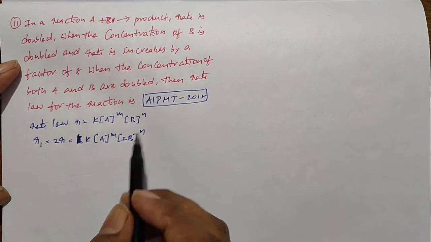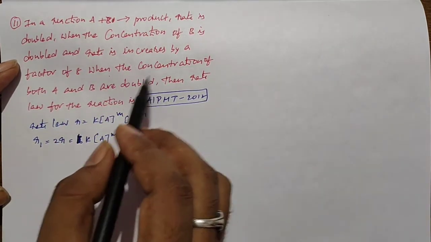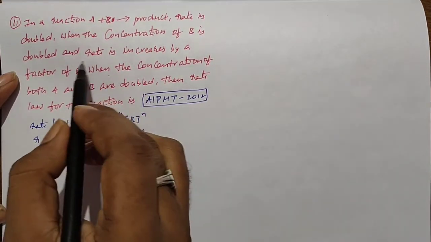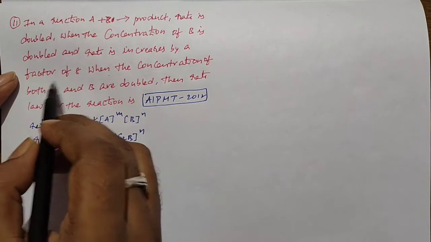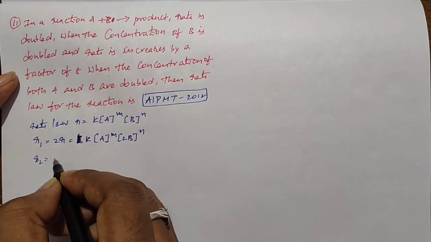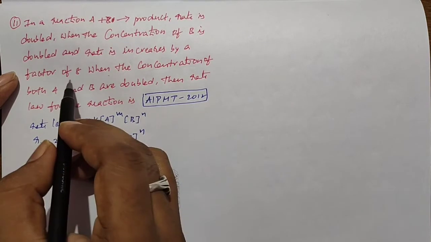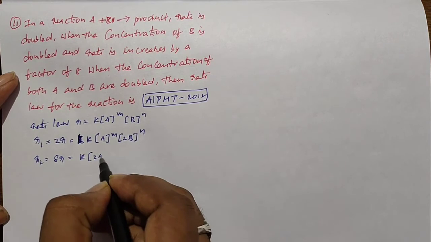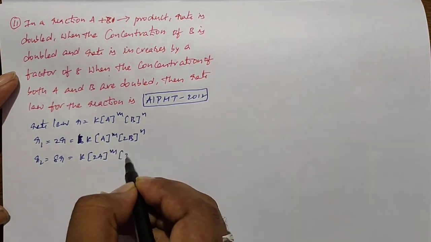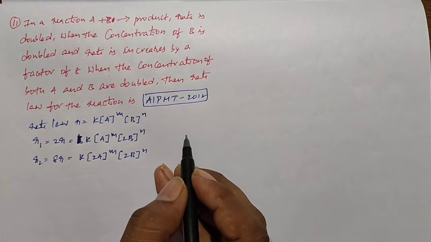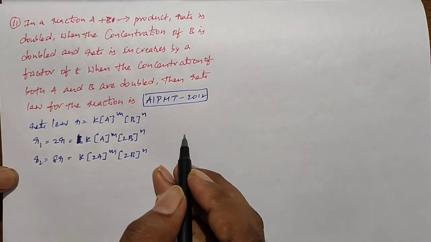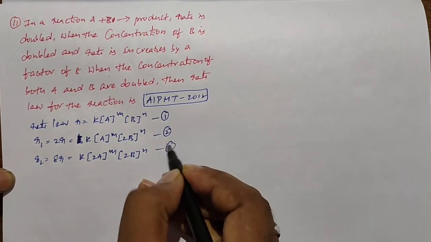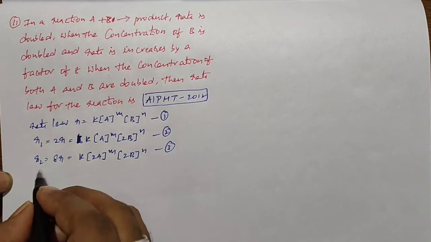This is set one. When I take the set 2 combination, that is taken as R2. Another condition is there: rate is increased by a factor of 8. So for R2 the rate is 8R. This time they increase the concentration of both A and B to double. Here we need to take 2A power m into 2B power n. Now this is taken as 1, this is 2, and this is 3. Now we do 2 by 1.